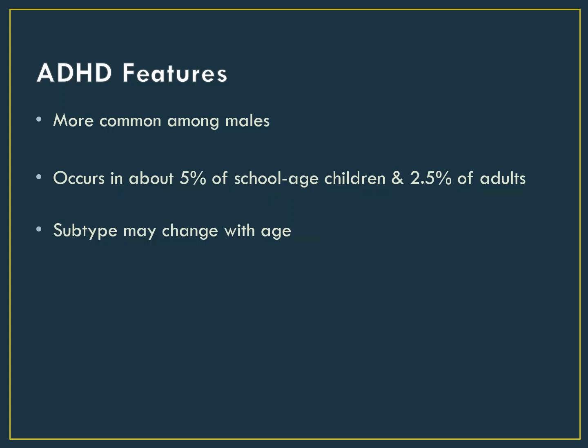ADHD is more common in boys. It affects about 5% of kids. About half of those kids will go on to continue to have these symptoms in adulthood. Remember again that this disorder never starts for the first time in adulthood. However, the subtype may change in adulthood. It's much more common for adults to have the inattentive type than the hyperactive impulsive subtype. So you may see that especially kids who are diagnosed with a combined presentation may switch to only having inattentive symptoms later in adulthood.